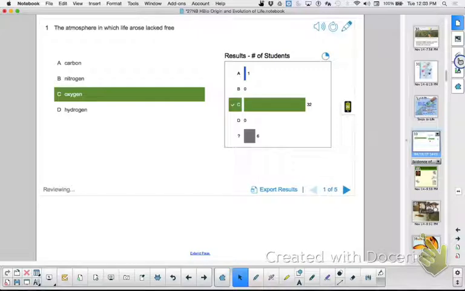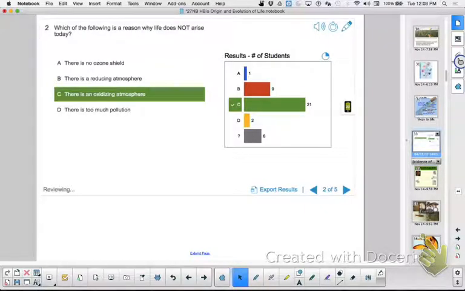The atmosphere in which life arose lacked free oxygen. Only one of you missed that. Look to see if it was your bio buddy. Come alongside. Help them to understand. Okay, you guys come back to me so I can make sure. This one, obviously, we struggled on. Just 21 of you got it right.